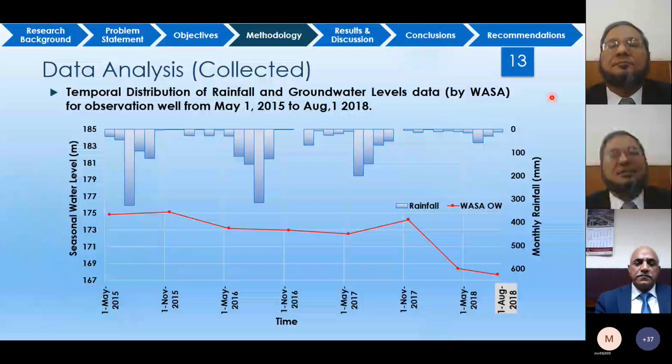These are the 2 observation wells, OW2 and OWC2, which were installed by Masood Ashik. So this is the data analysis, which shows the monthly rainfalls for 4 years from 2015 to 2018. And you see the water table variation. When there was more rainfall, the water table level was about 175 meter. And in this year, as there was very little rainfall, very little infiltrated into the ground, so the water table was lowered to around 168 meters.